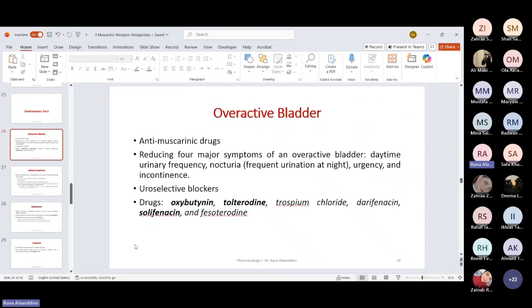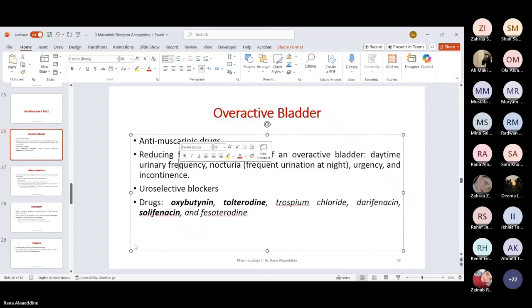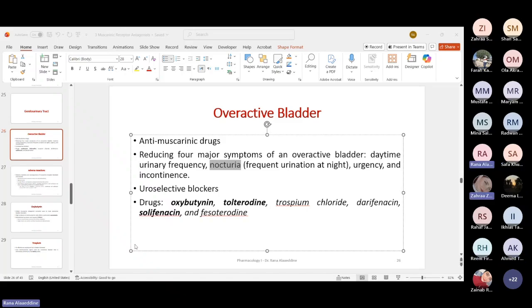So in a nutshell, what are the symptoms of an overactive bladder? What will the person feel if they have an overactive bladder? Number 1, urinary frequency. The person will have to urinate multiple times a day, more than usual. They will also have nocturia. Normally, does the person wake up at night to urinate like 5 or 6 times? No, it's not normal, right? So this is what a person with an overactive bladder will have.